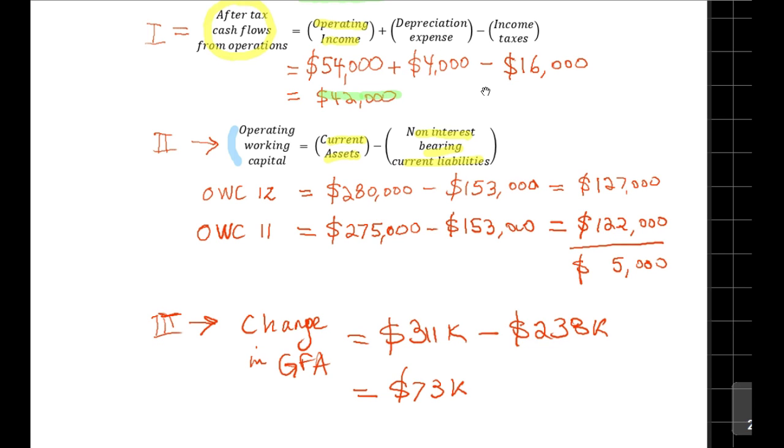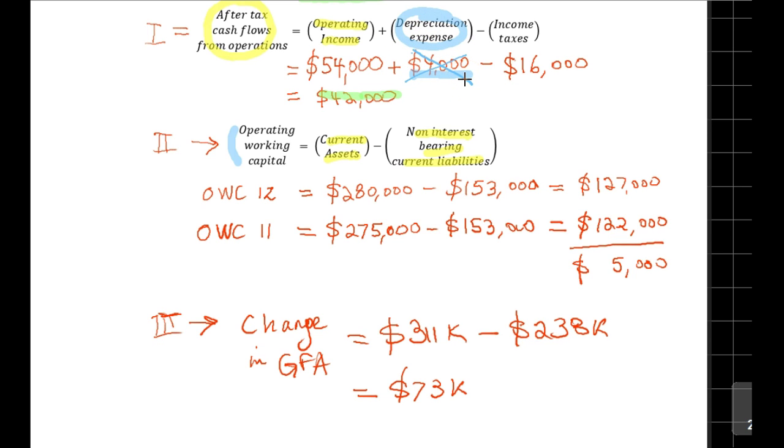So I went through my calculations, and I realized I made a silly mistake when I did my calculation for depreciation expense here. I wrote it as $4,000. However, it wasn't really depreciation expense. The $4,000 was actually interest expense. So that's my error here, and I need to make a correction on that one. So this number is wrong.